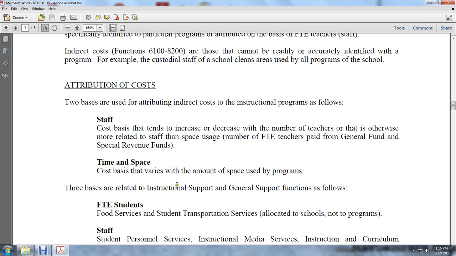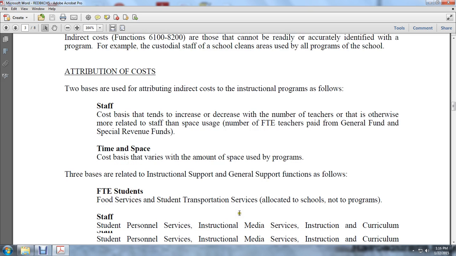Three bases are related to instructional support, general support, and functions as follows. The FTE student food service and FTE student transportation service are allocated to schools, not to programs.